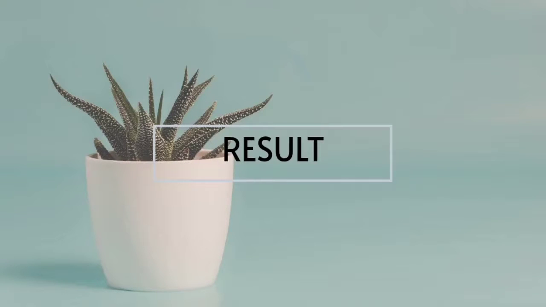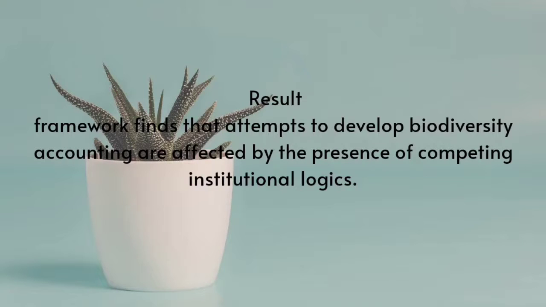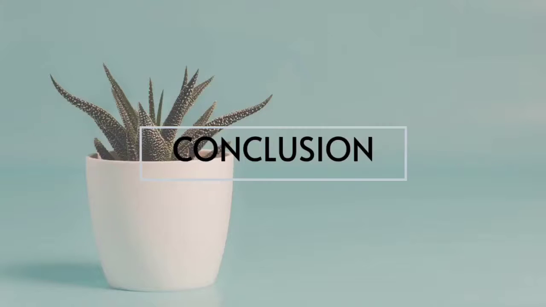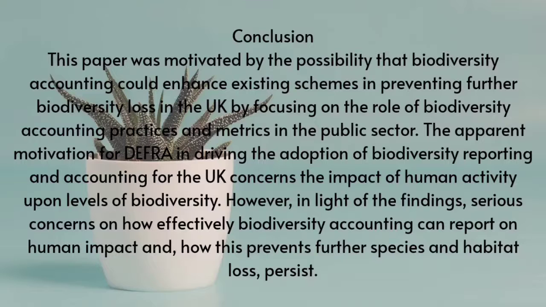Fourth, result. The framework finds that attempts to develop biodiversity accounting are affected by the presence of competing institutional logics. 5. Conclusion. This paper was motivated by the possibility that biodiversity accounting could enhance existing systems in preventing further biodiversity loss in the UK by focusing on the role of biodiversity accounting practice and metrics in the public sector.